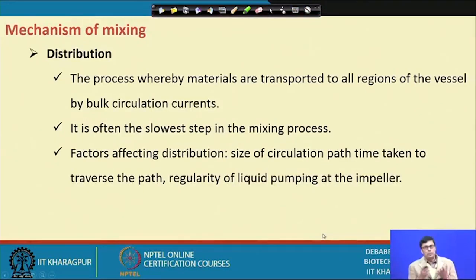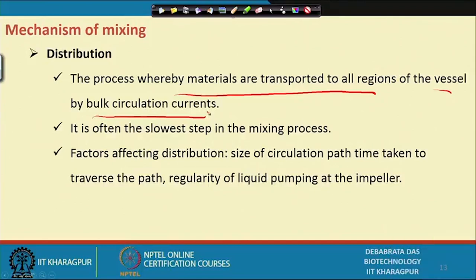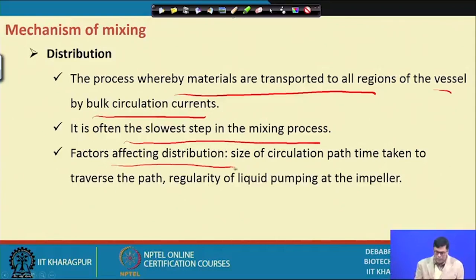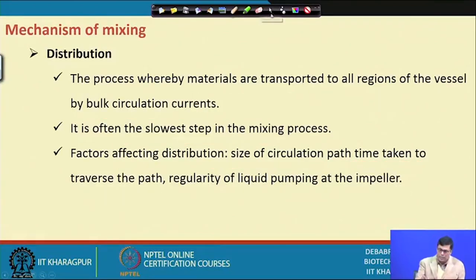Now distribution means distributed. It is the process whereby materials are transported to all regions of the vessel by bulk circulation patterns. We are circulating it in a manner that it reaches different parts of the vessel, and it is often the slowest step of the mixing process. Factors affecting distribution are the size of the circulation path taken, the traverse path, and the regularity of the liquid pumping at the impellers. So it depends on these factors.